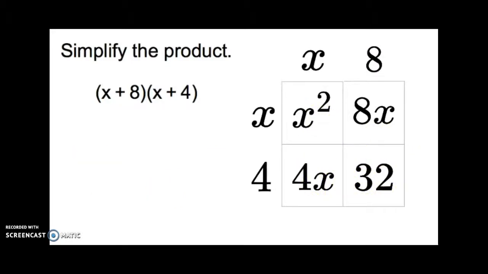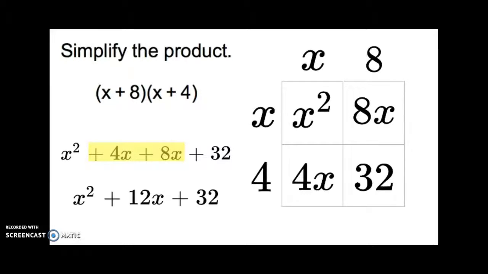So now we need to write out everything that we have. We have x squared, then we have 4x plus 8x plus 32. So we add up everything that's inside the boxes. Now we combine like terms. My 4x and 8x are like terms. So I add them up, 4 plus 8, and it'll give me 12x. So I'll have x squared plus 12x plus 32, and that will be my answer for number 1.